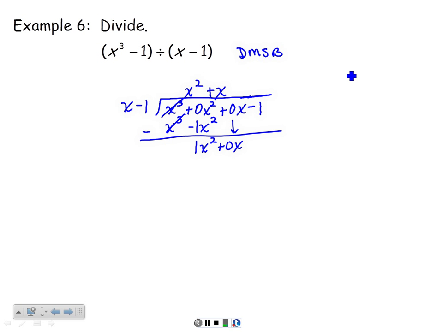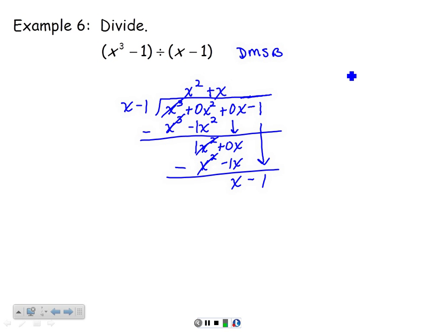Multiply the x around. X times x is going to be x squared, and x times negative 1 is going to be negative 1x. Subtract. X squared minus x squared goes away. 0 minus negative 1x is going to go to plus 1x, and bring down. And go one more time.